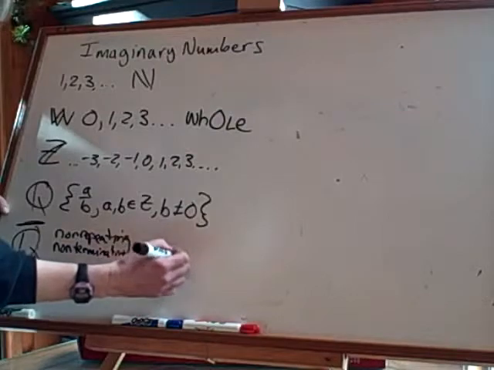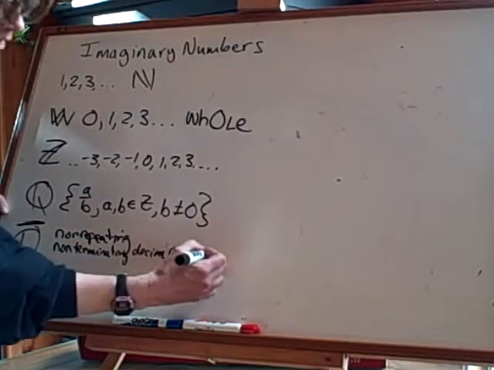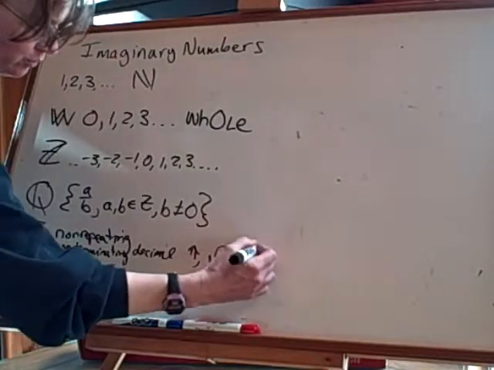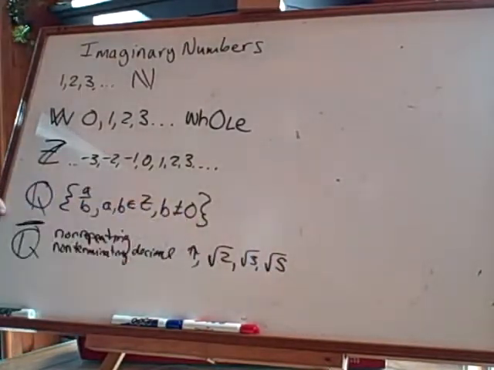A good example of an irrational number would be pi. Never repeats, never ends. Square root of 2, square root of 3, square root of 5. The square root of any integer that's not a perfect square. Those square roots cannot be written as fractions, hence they're called irrational.